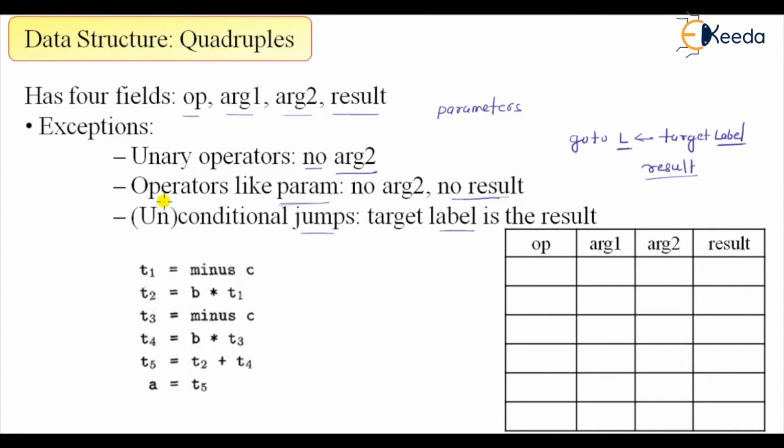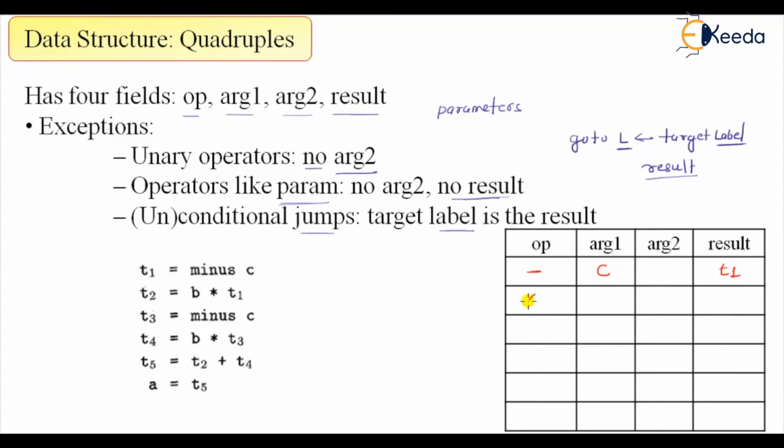Fine. So let's use these 4 different fields. T1 is equal to minus C. The operation here is minus, and there is no argument 2. Argument 1 will be C, and the result will be T1.